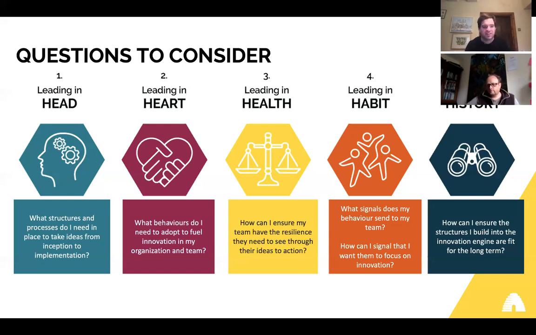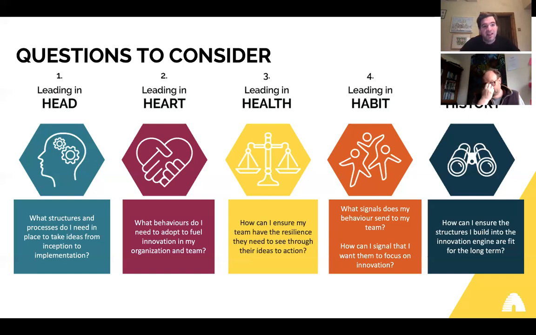You have multiple prototypes running at the same time. You keep on getting knockbacks when you realize that this doesn't work or that doesn't work. All of these things in reality are a positive, and you can lead in health by helping your team to see that every failure or perception of failure is actually a success because you're learning something at every point.